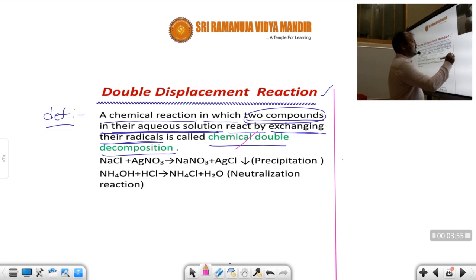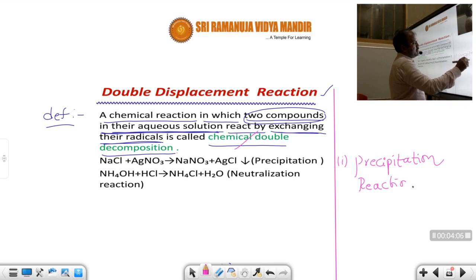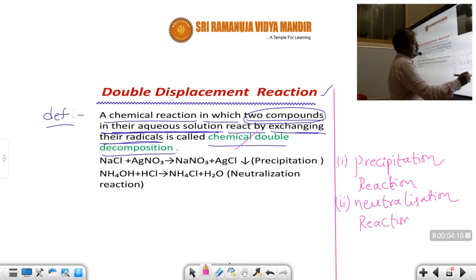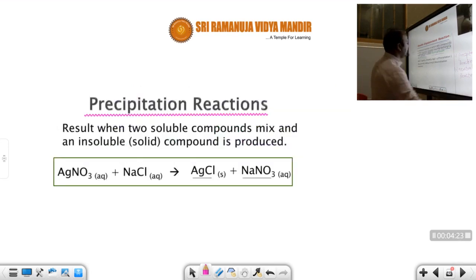Generally double decomposition reactions are of two types. What are they? Precipitation reactions, and another one is neutralization reaction. What is precipitation and what is neutralization reaction? Now I have to tell you what it is. First of all, we have to discuss precipitation reaction.